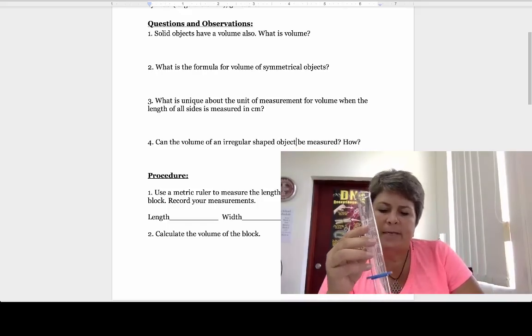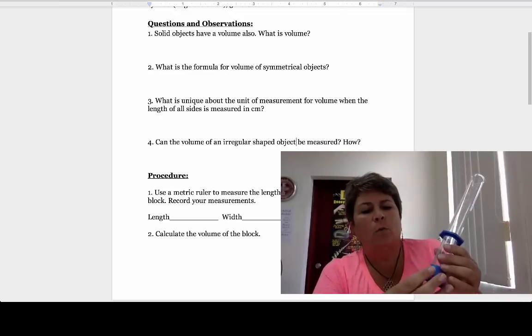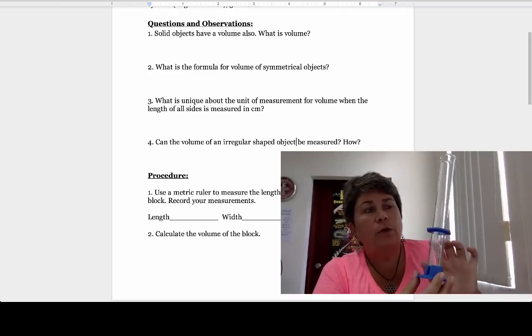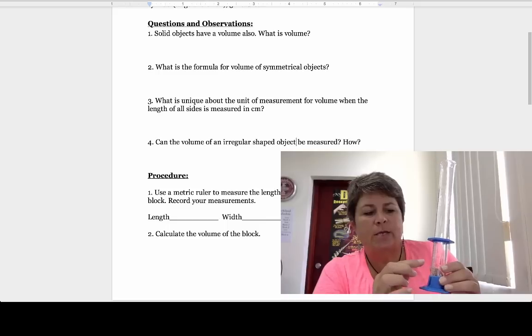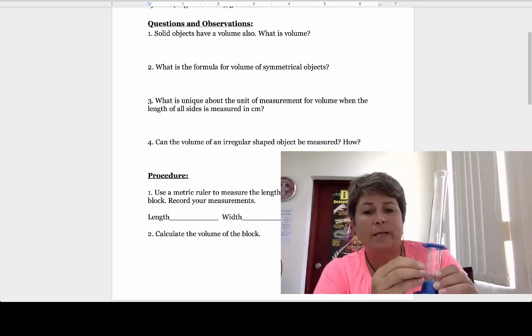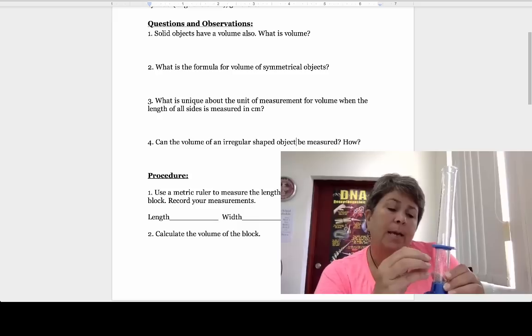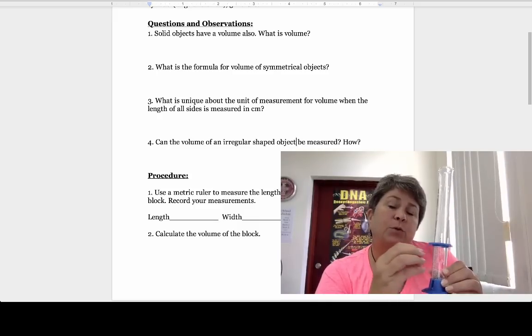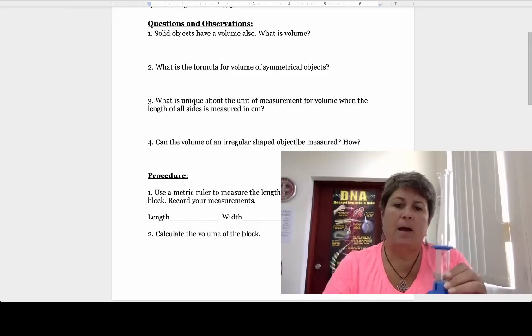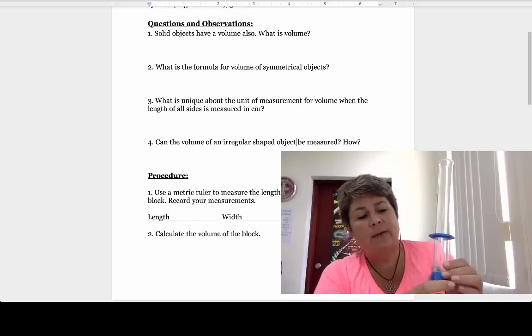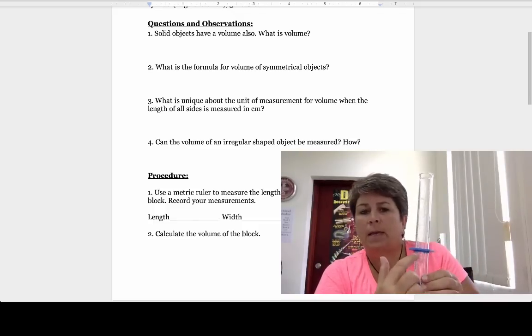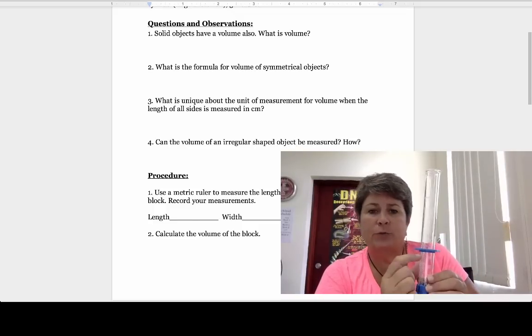So with displacement, using this technique, what you're doing is you're measuring how much water or liquid is displaced or replaced by the object. Okay? So the displacement method is to put in any amount of water in your graduated cylinder.